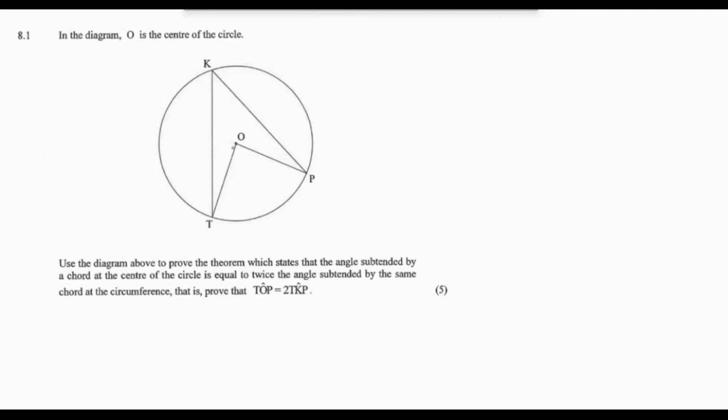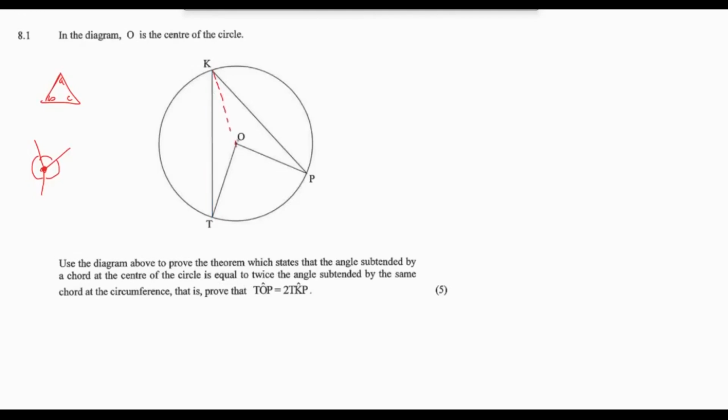Right, the second method, we have to use angles in a triangle. The sum of interior angles of a triangle, we know that they add up to 180 degrees. If you have a triangle A, B, C, A plus B plus C will give us 180 degrees. The other thing you have to know is that angles around a point add up to 360 degrees. So what we do here, we construct KO. Remember the construction. Every time you're proving a theorem, you start with construction.